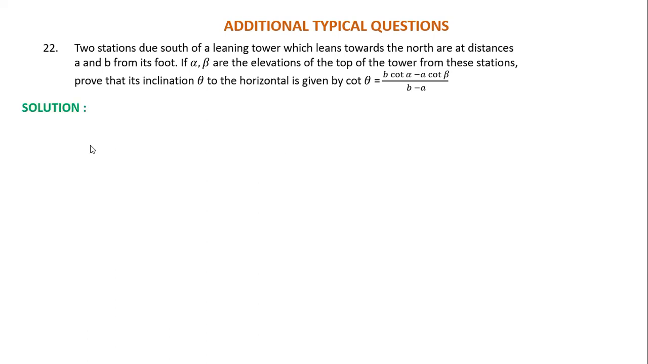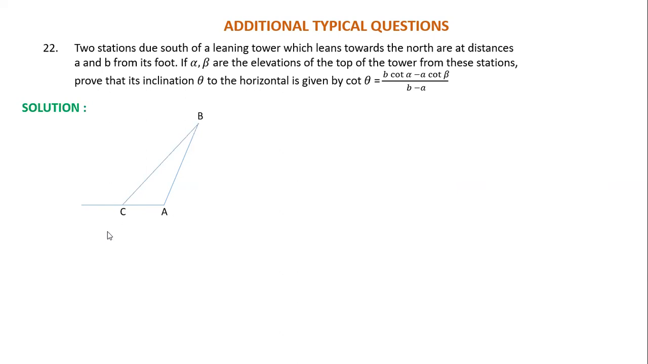See, this is the ground level. So a leaning tower, this is the tower which is leaning. It's leaning towards the north. So this is the north, this is the south. It's leaning towards the north. Two stations due south of the leaning tower, both on the southern side.